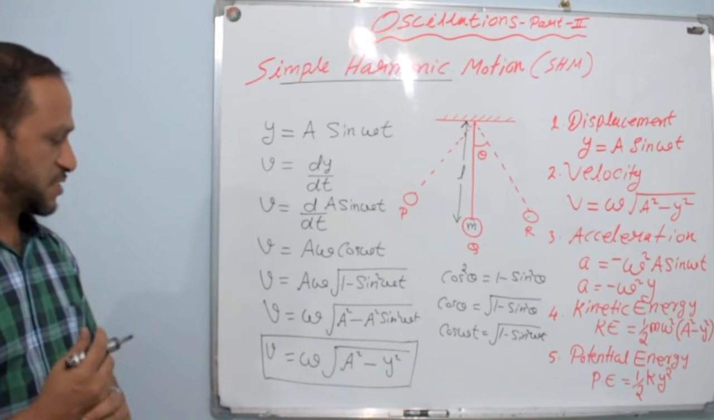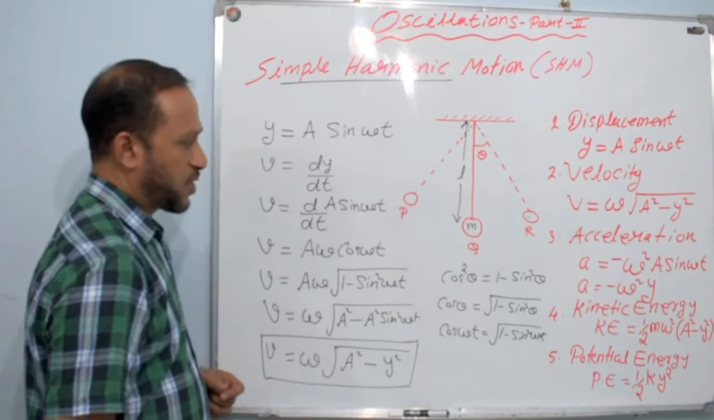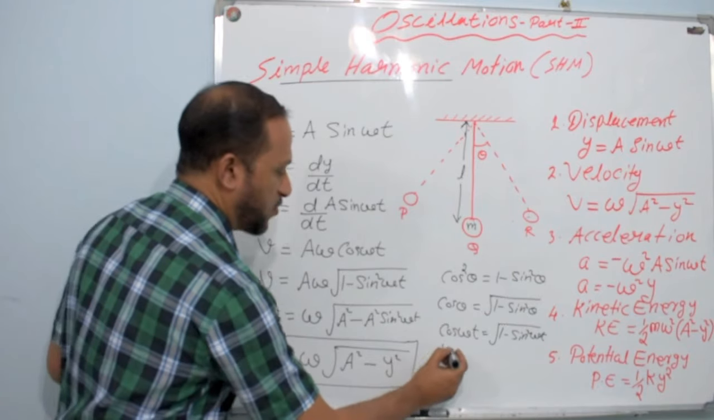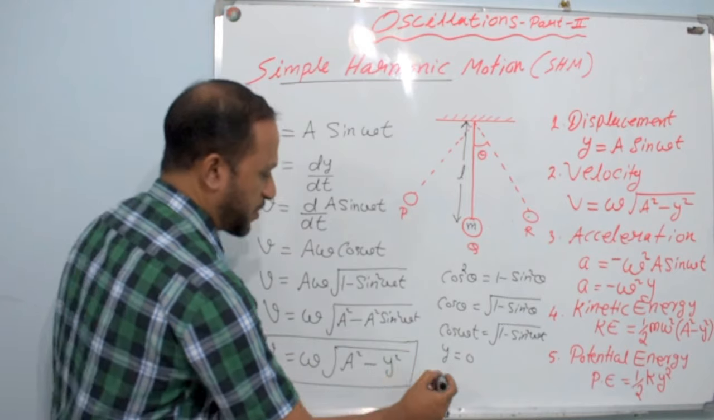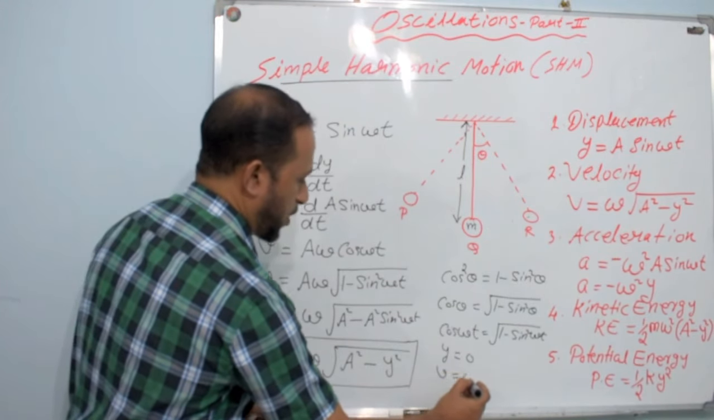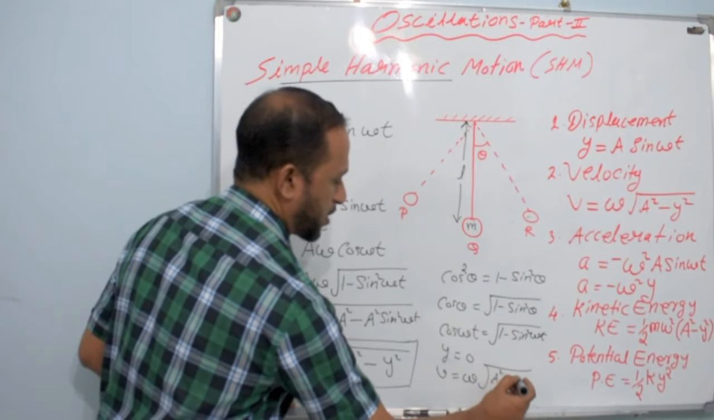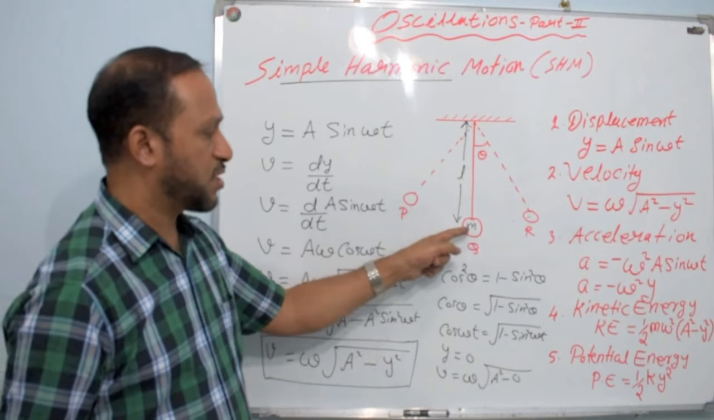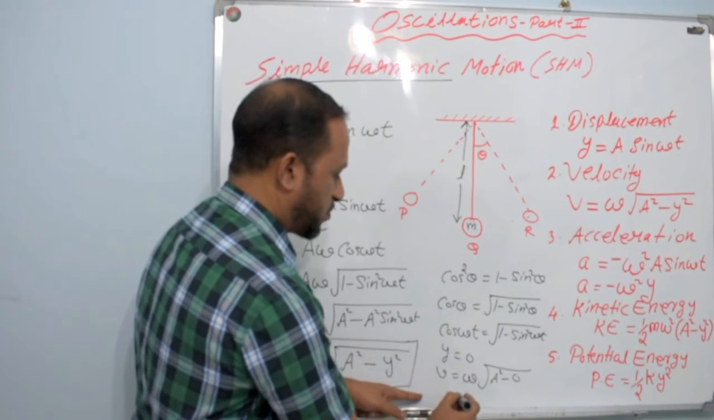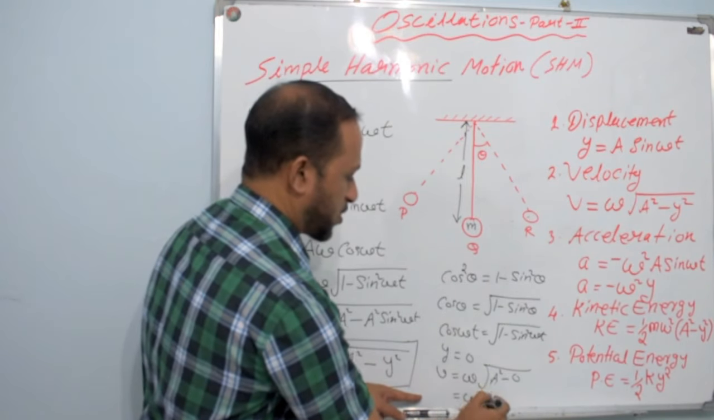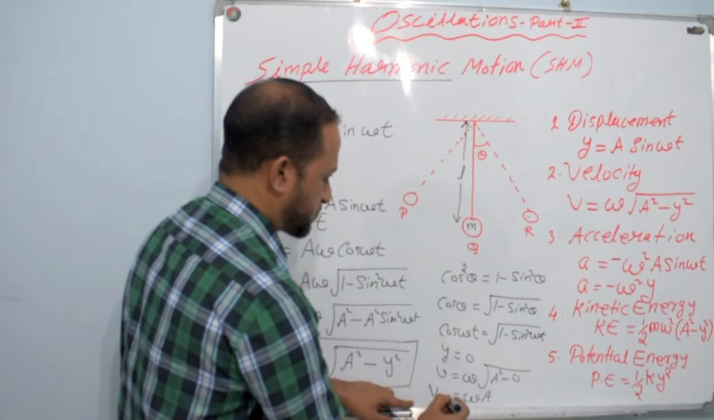Now you can see the special cases. Suppose initially the oscillator is at the mean position. At that mean position, the value of y is equal to 0. If y equals 0 in this equation, then v is equal to omega into square root of a square minus 0, because at the mean position there is no displacement. So the equation becomes omega into root of a square, which is omega a. This is the maximum value of velocity, v max.